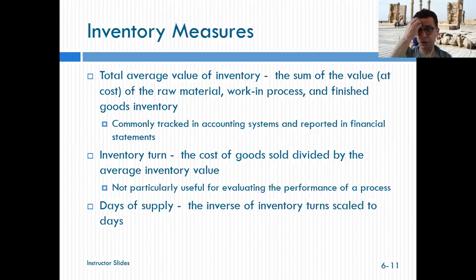And inventory turnover is the cost of goods sold divided by average inventory value. So the cost of goods sold is used because they want to see how much you are keeping as inventory versus how much it is costing you to produce one unit. And the days of supply is the inverse of inventory turnover.